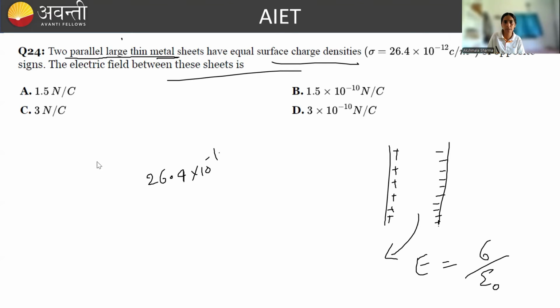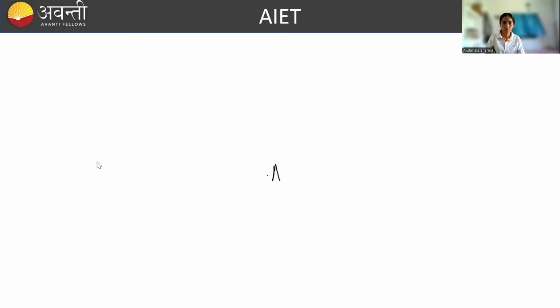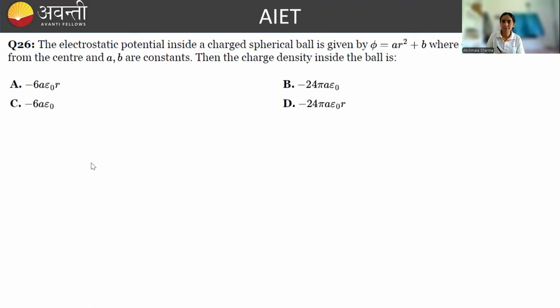Sigma is 26.4 into 10 to the power minus 12. Epsilon naught is 8.85 into 10 to the power minus 12. So the correct answer, if you multiply it, will be approximated to 3 Newton per coulomb. So the correct answer for 24 will be which one? It will be C. Answer is C.